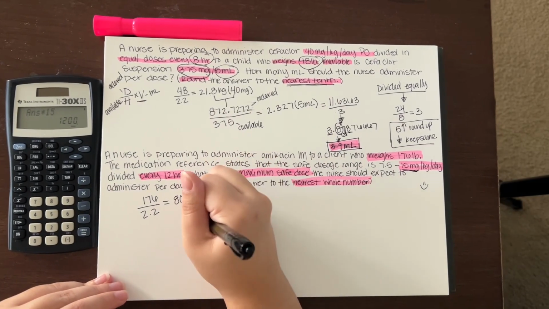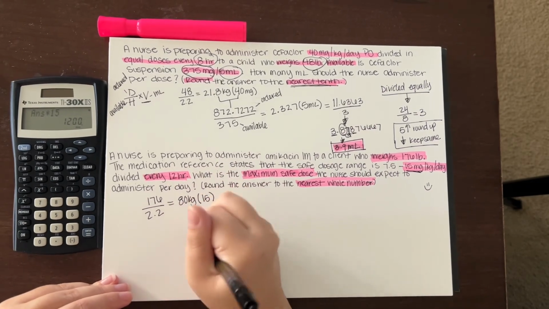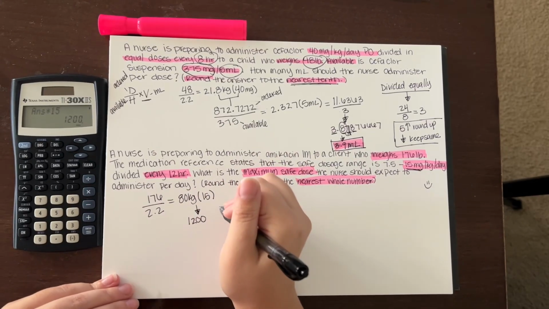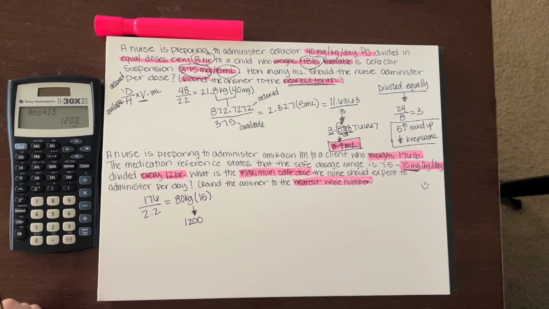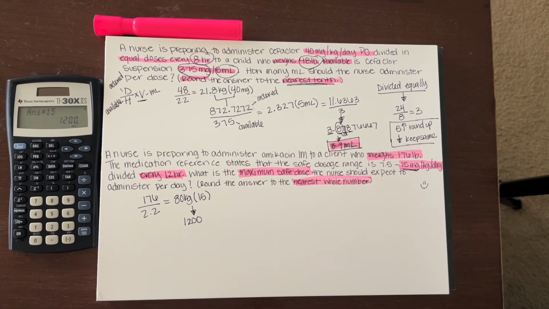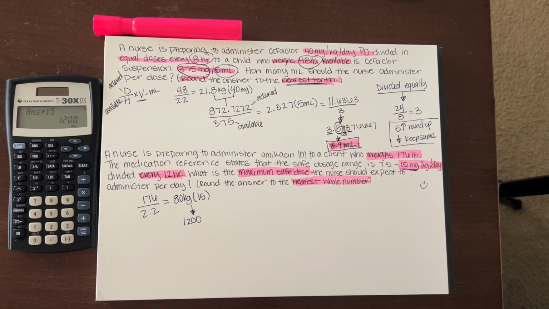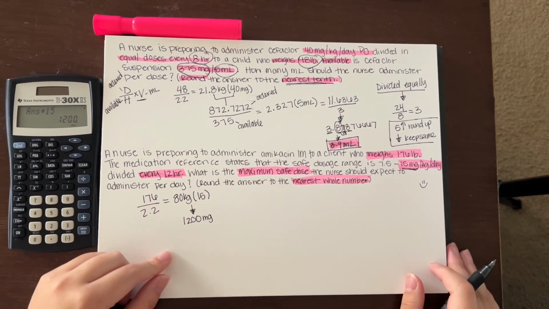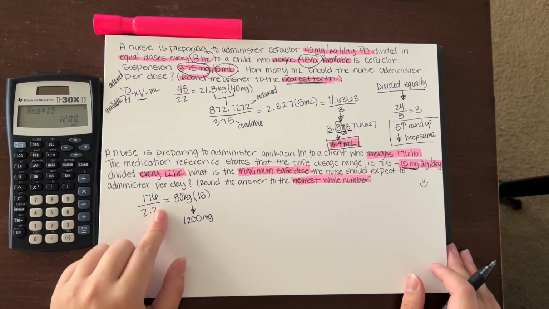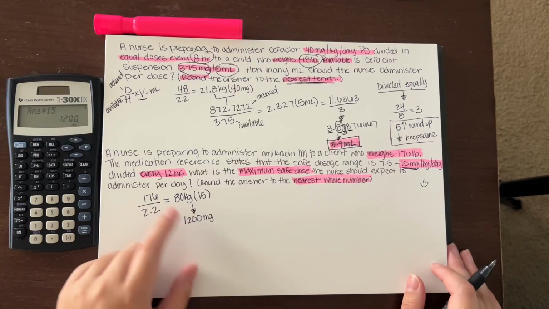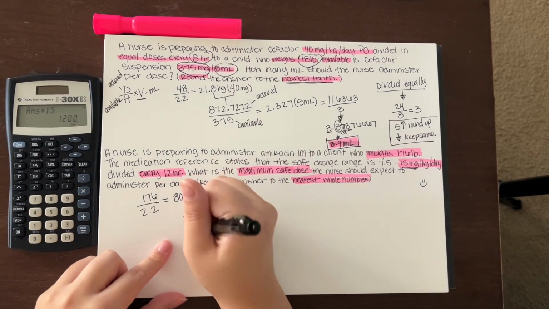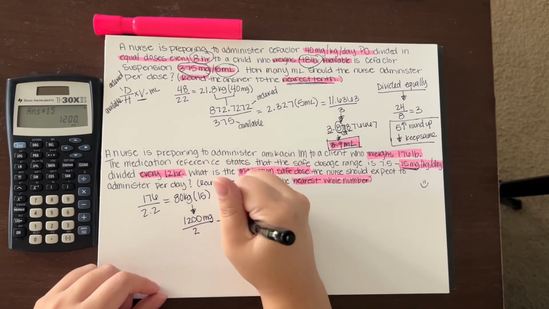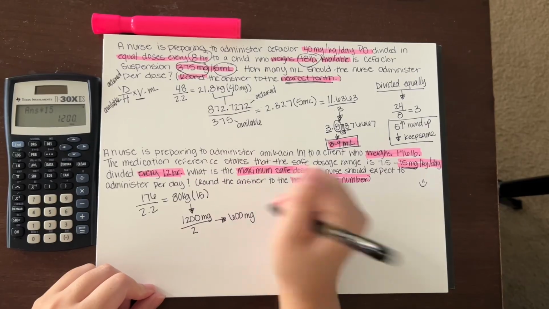And that'll give you 1200 mg. And that's pretty much it. I would say that's the final answer, but since he's saying divided every 12 hours, we're also just going to divide this by 2, just in case that is the final answer. And that will give you 600 mg.